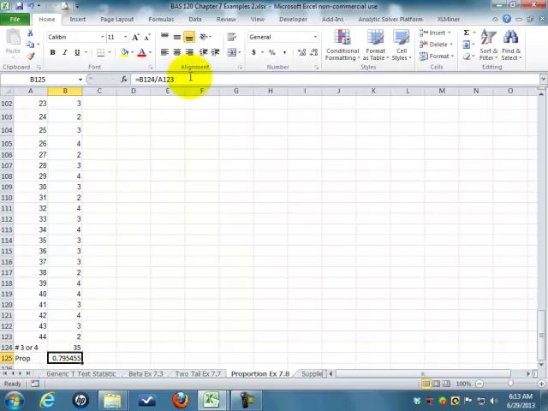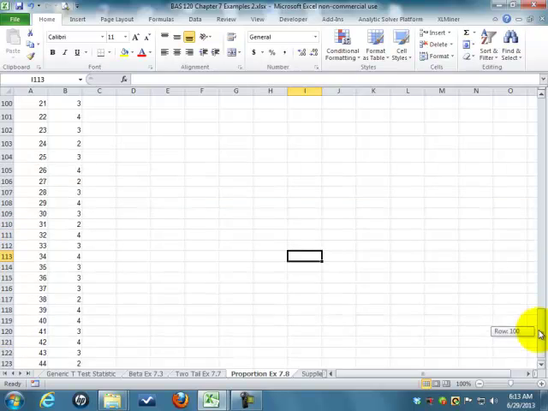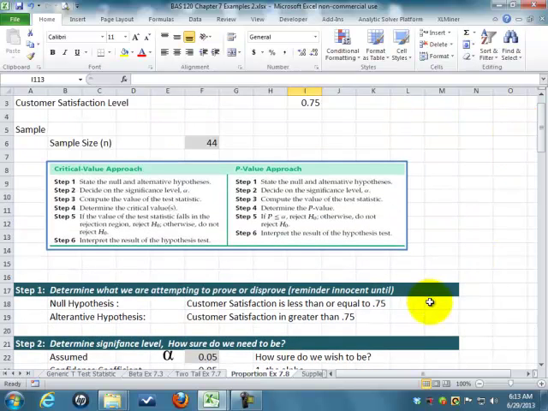We then went down here and just calculated a proportion. 35 people rated a 3 or a 4 out of 44. That is a proportion of 0.795. So, good news, customer satisfaction was 75% before the improvements. Now it's very, very close to 80%. But we have to go through the test to see if that's significant enough for us to be able to claim that these improvements have improved customer satisfaction.